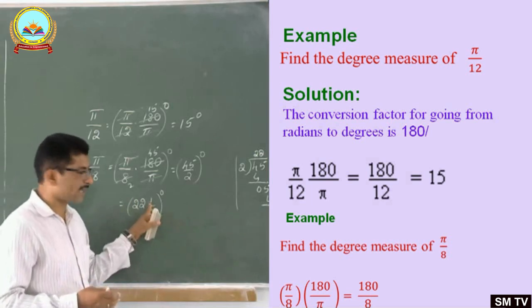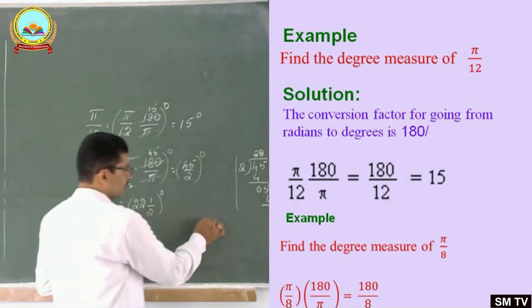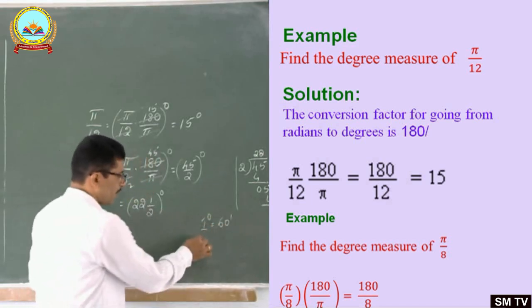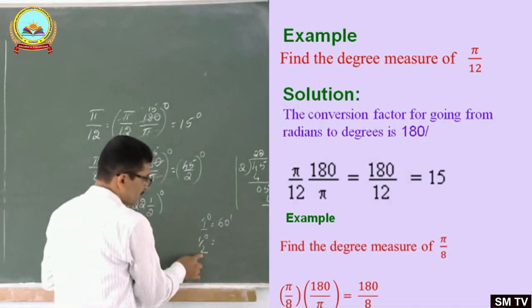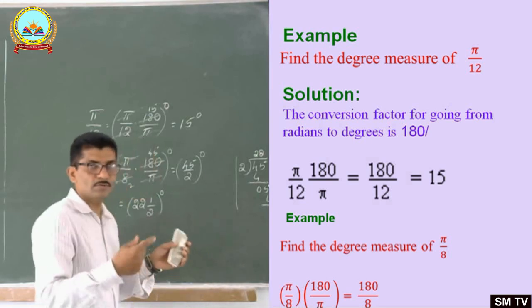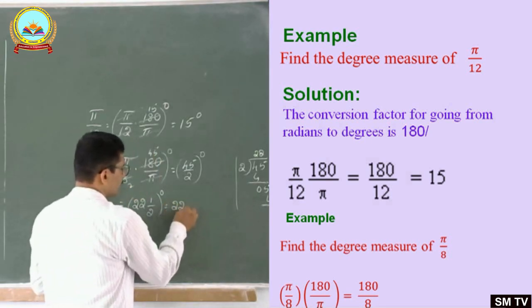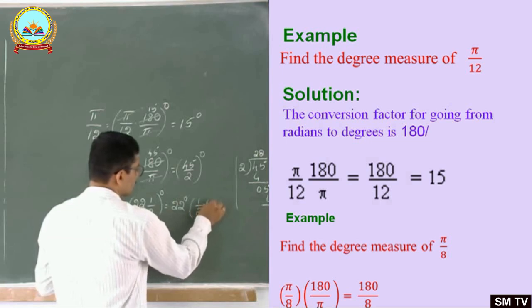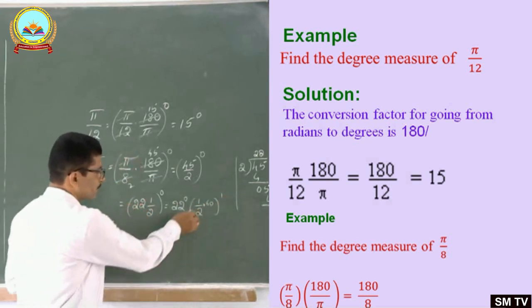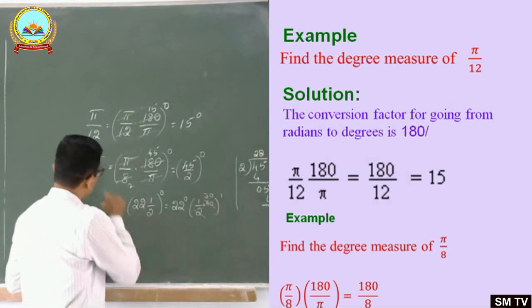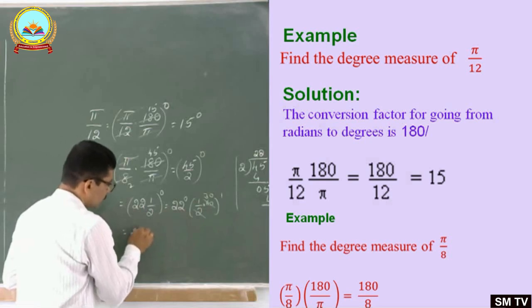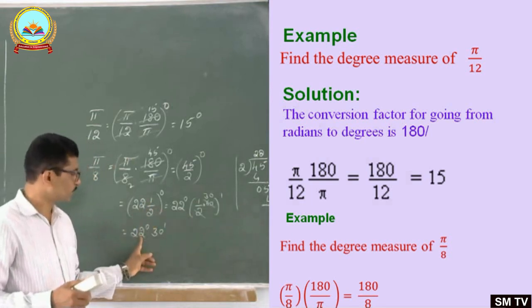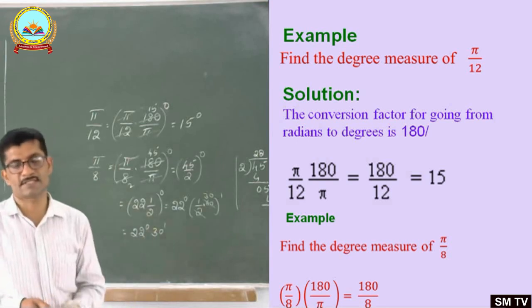It is not a complete degree, therefore the fraction of a degree is converted into minutes. Here you know that 1 degree is equal to 60 minutes. Therefore half a degree is converted into minutes by multiplying this half by 60. So 22 is the complete degree and half a degree becomes 30 minutes. Therefore 5 pi by 8 radian is exactly equal to 22 degree 30 minutes. 22 and a half degree means 22 degree 30 minutes in degree measure.